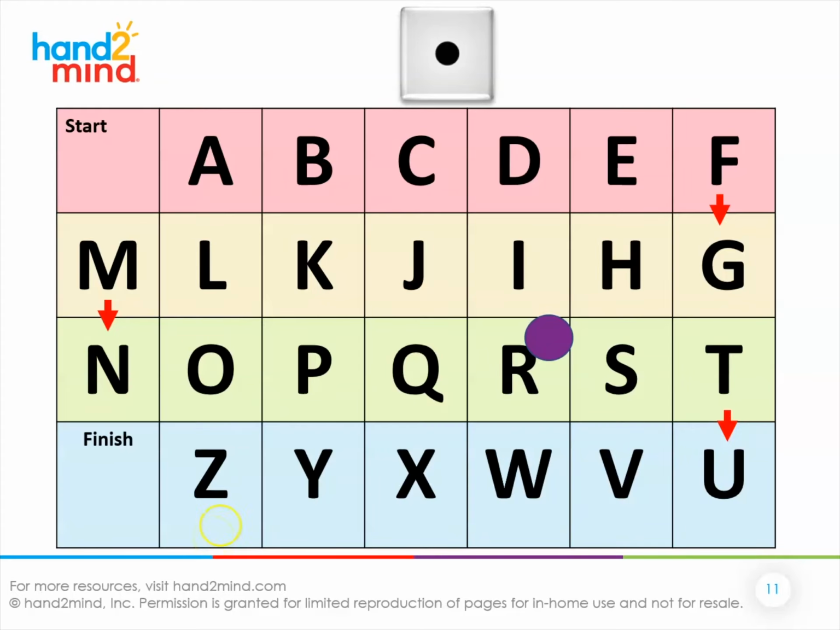Now, let's roll our die again. We rolled a 4. When I move my game piece 4 spaces, I land on the letter V. Now, let's think of a phrase or sentence that uses alliteration and the sound of the letter V.